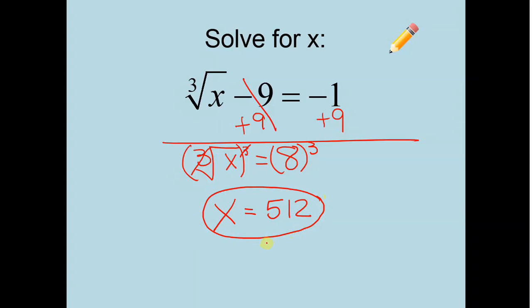Now, what you're going to want to do in your calculator is the cube root of 512 minus 9. Cube root of 512, well, that's just 8. 8 minus 9 is negative 1, and that does equal negative 1. That is good. This can happen. You can get extraneous solutions, extra solutions that don't work. That's why we're going to check every single one on these problems.